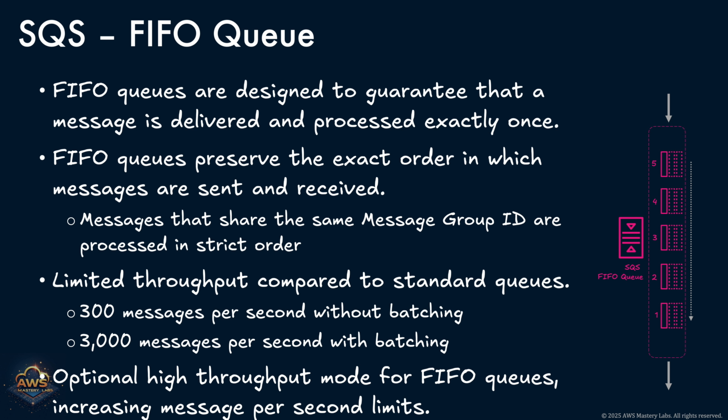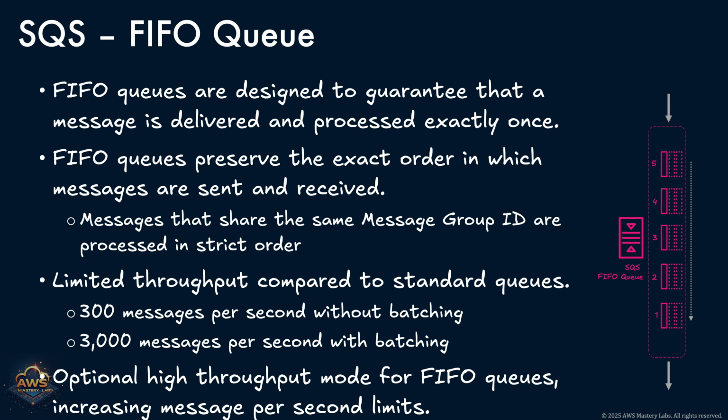As the name implies, FIFO queues preserve first-in, first-out ordering. Messages are received in the exact order in which they were sent, which is essential for many transactional workflows. This ordering is preserved using a concept called message group ID. Messages with the same message group ID are processed sequentially, in strict order. However, messages in different groups can be processed in parallel, enabling concurrency while still preserving order where needed.